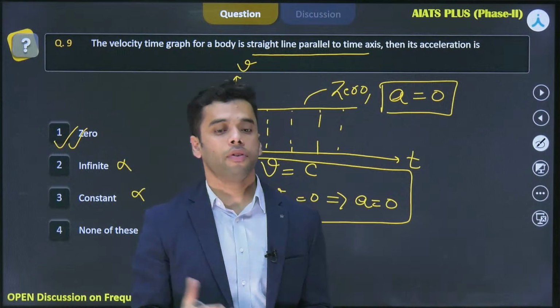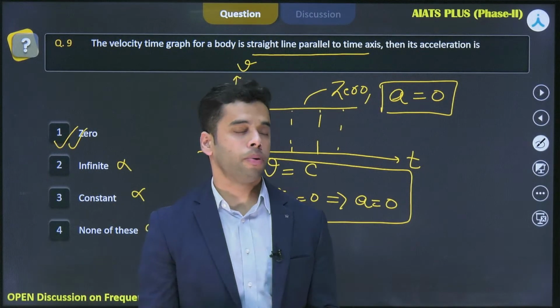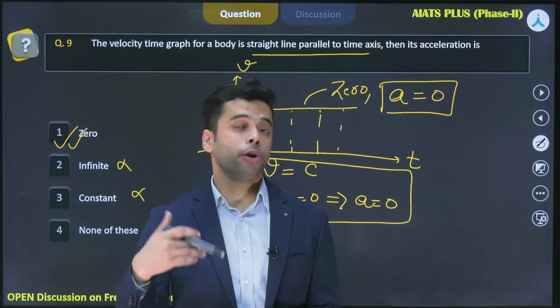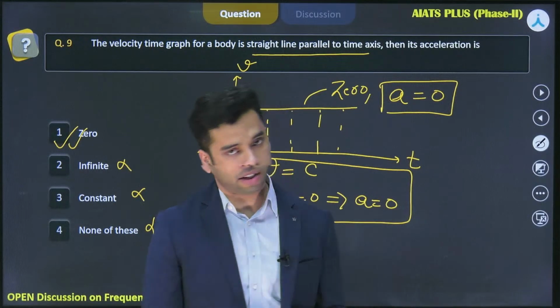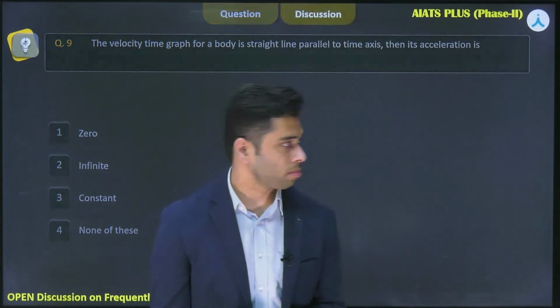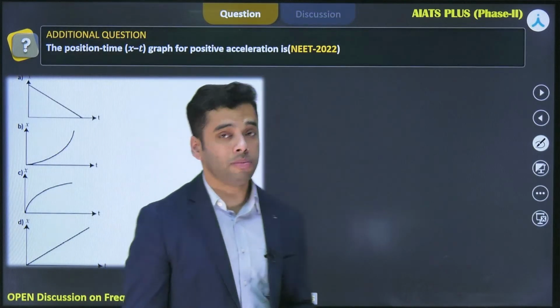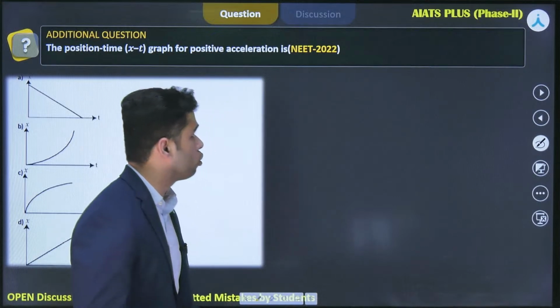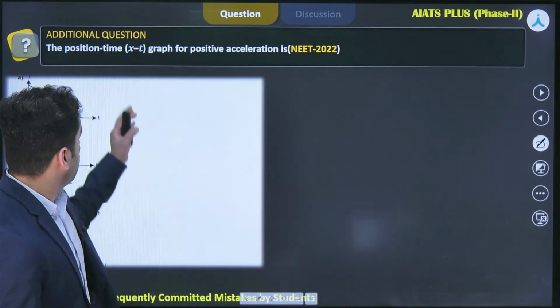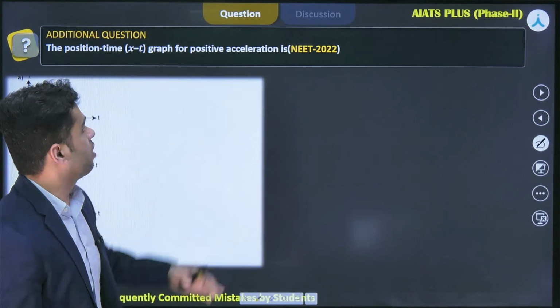So if you have a clear understanding of the slope, you can comment by looking at the graph on what the value of acceleration should be. Now if you are thorough with this problem, help me to solve this problem. This is an actual problem from the NEET examination. It was asked in NEET 2022. It says that the position time graph for positive acceleration is.